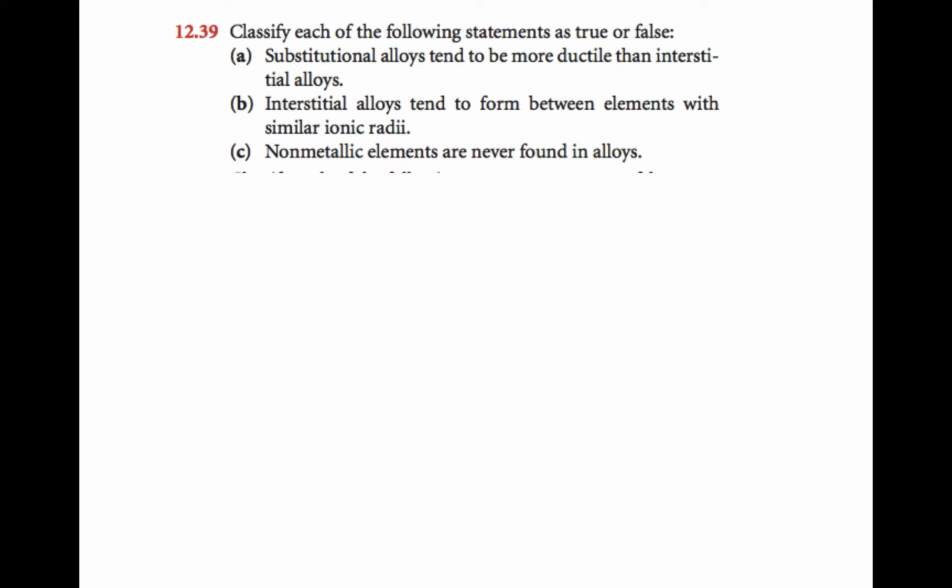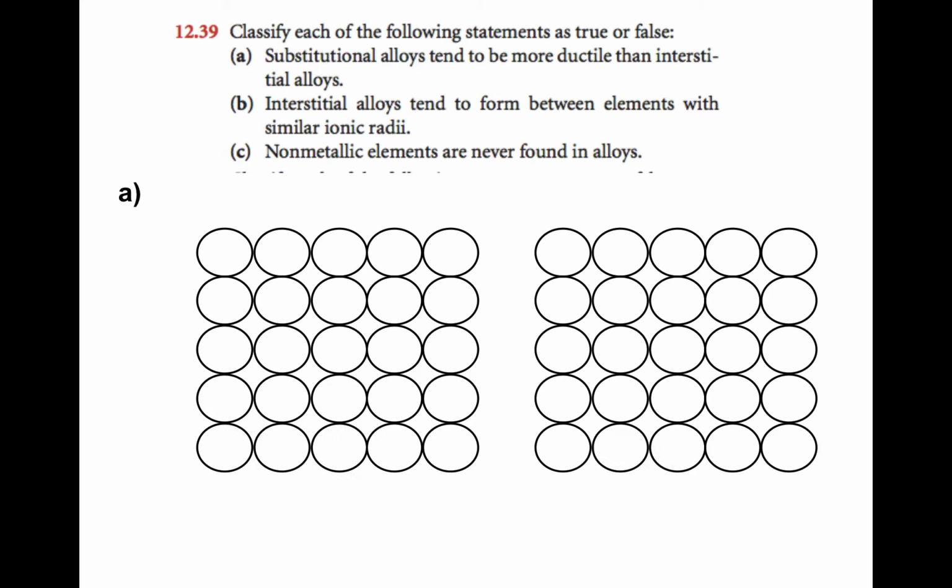Classify the following statements as true or false. Substitutional alloys tend to be more ductile than interstitial alloys. All right, so before we tackle this one, we have to get an understanding of what these alloys are, right?